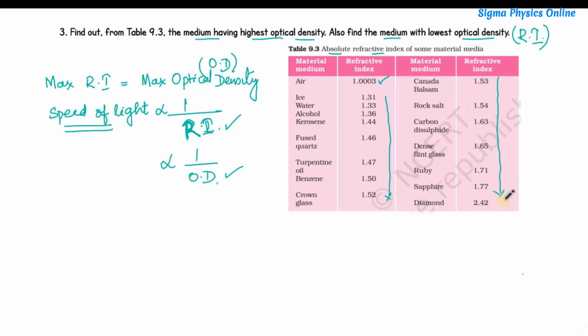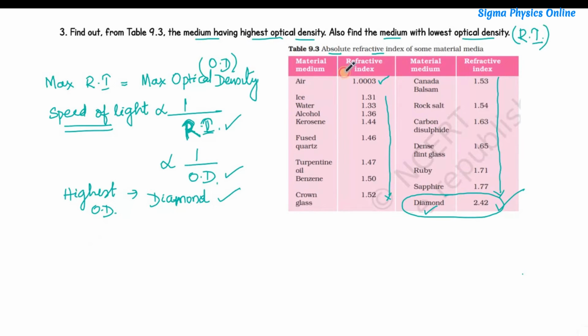So as you can see, the maximum refractive index is diamond. So diamond will have the maximum optical density, or the highest optical density. So as per the question, to find out the medium having the highest optical density, it will be diamond. Okay, so highest optical density will be diamond and the speed of light will be slowest in diamond.